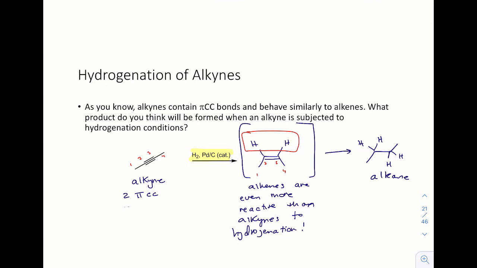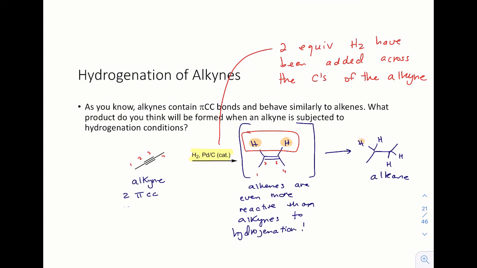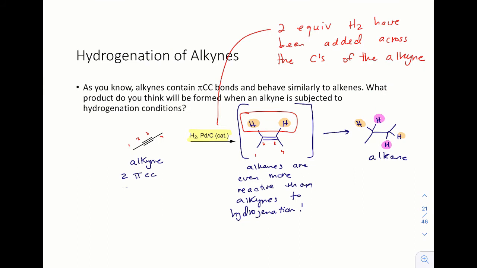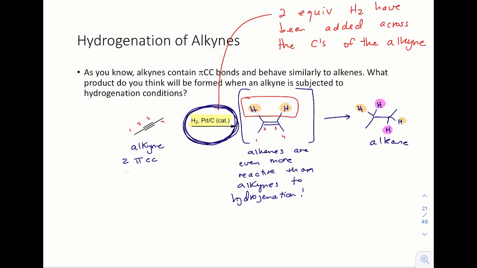So two equivalents of H2 have been added across the two carbons of the alkyne. One equivalent in the first addition, and another equivalent in the second addition. So when alkynes are treated under the hydrogenation conditions we have previously discussed, an alkane product will be obtained. All right, cool. Time to move on? No, not quite. Take a look at this alkene intermediate.